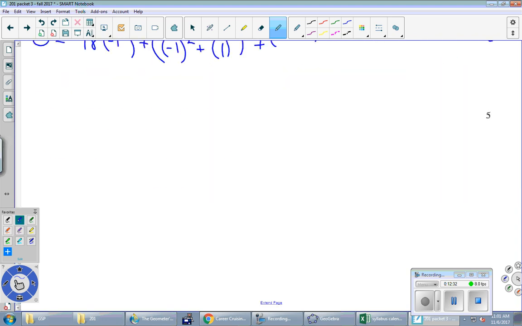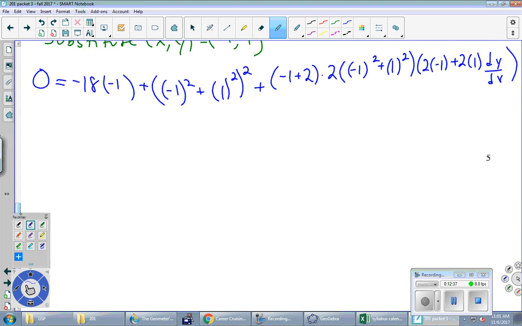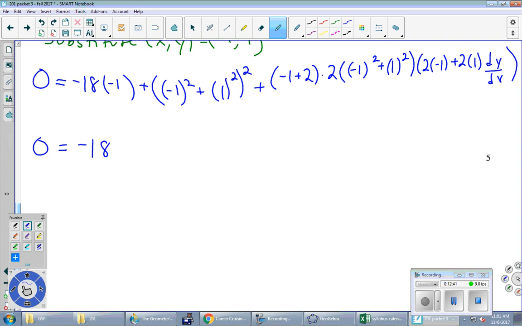Okay, so we've got everything substituted. Now we're ready to start doing some arithmetic. So 0 equals, let's see, I see negative 18. How much is in the parentheses? That's a 2 in the parentheses, right? Negative 1 squared plus another 1 squared. So that's 2. 2 is getting squared, that's plus 4. Plus, how much is in the next parentheses here? Oh, positive 18. Thank you.